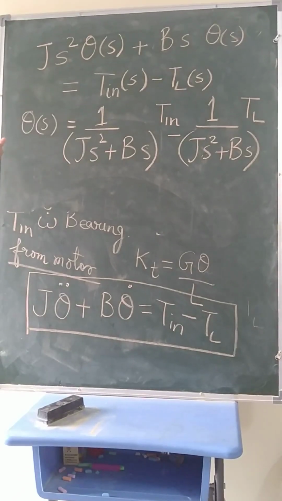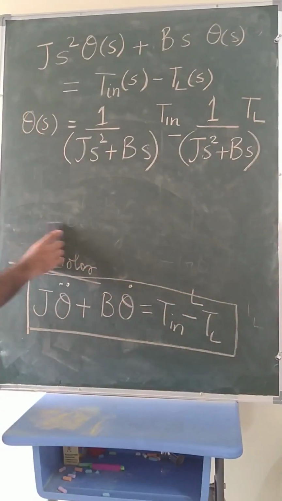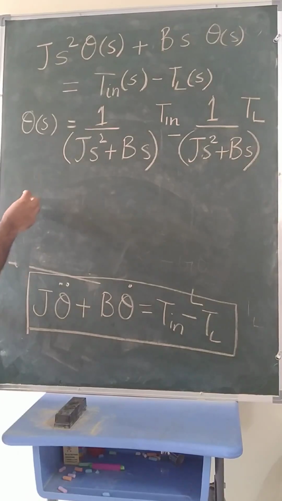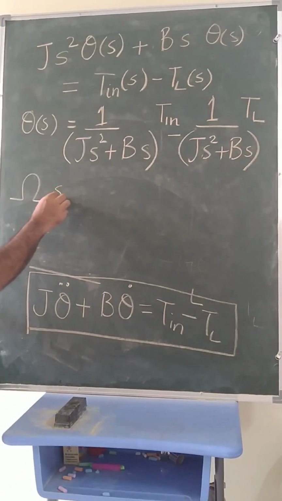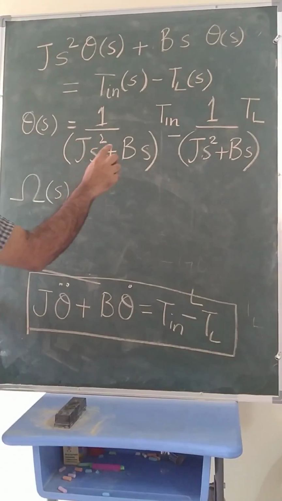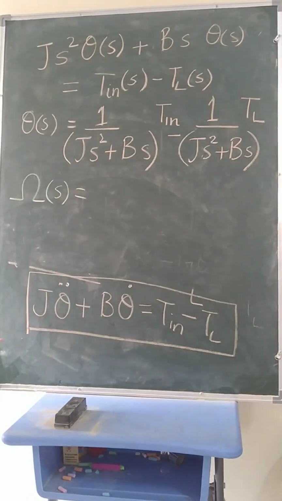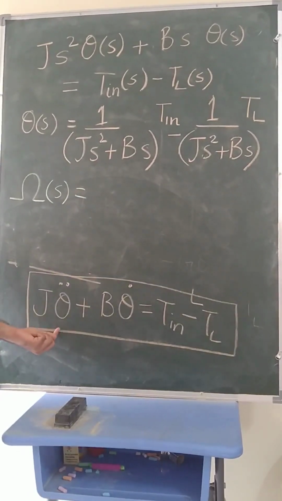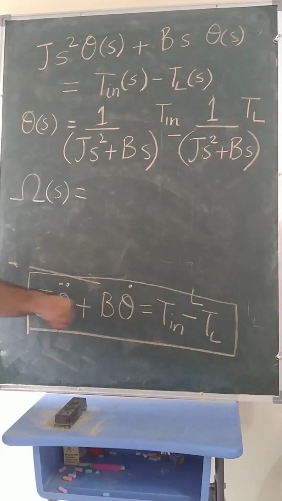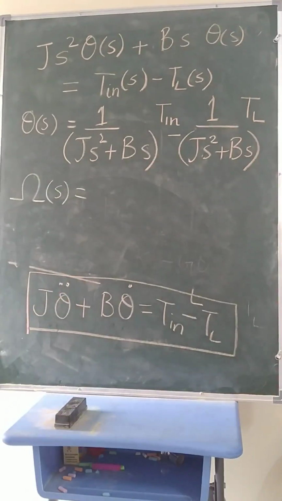This could have been a speed control problem as well, right? Motor speed control, shafts. Then what would have happened? This would have been your omega s, and instead of s square, here you would have got s, and here instead of B s you would have got B, right? Because here it would have been J omega dot plus B omega, isn't it? Just a change of variables. So this is the final form of the equation for theta.